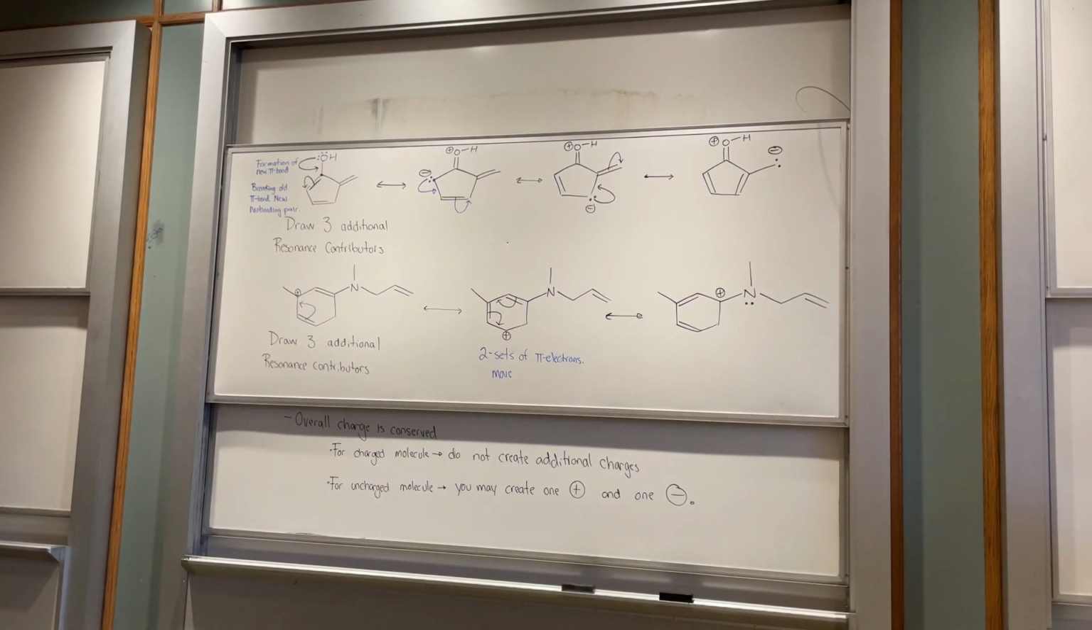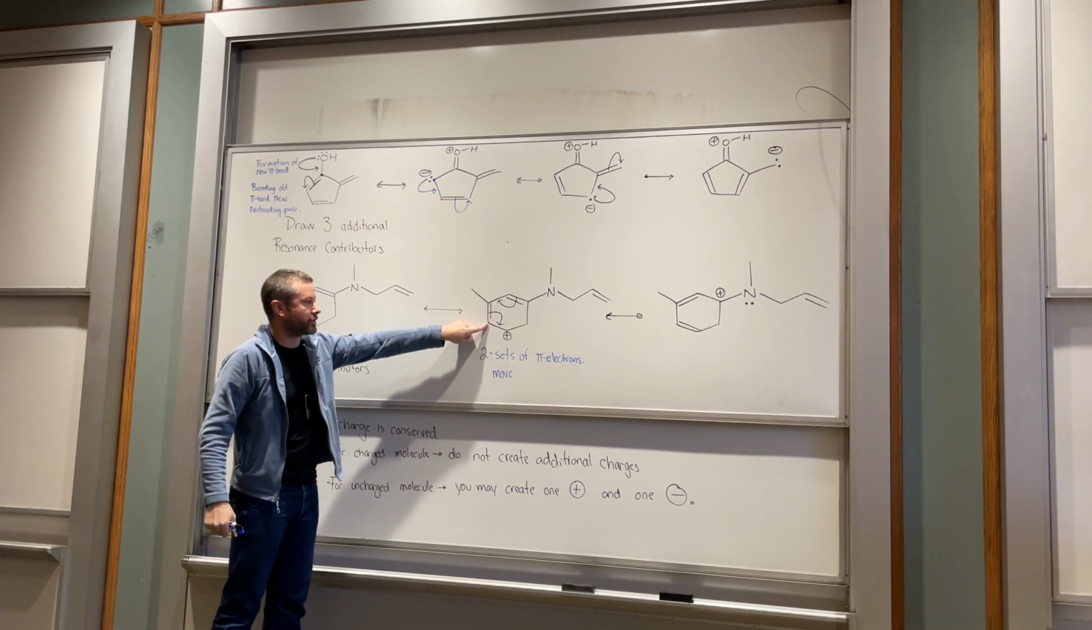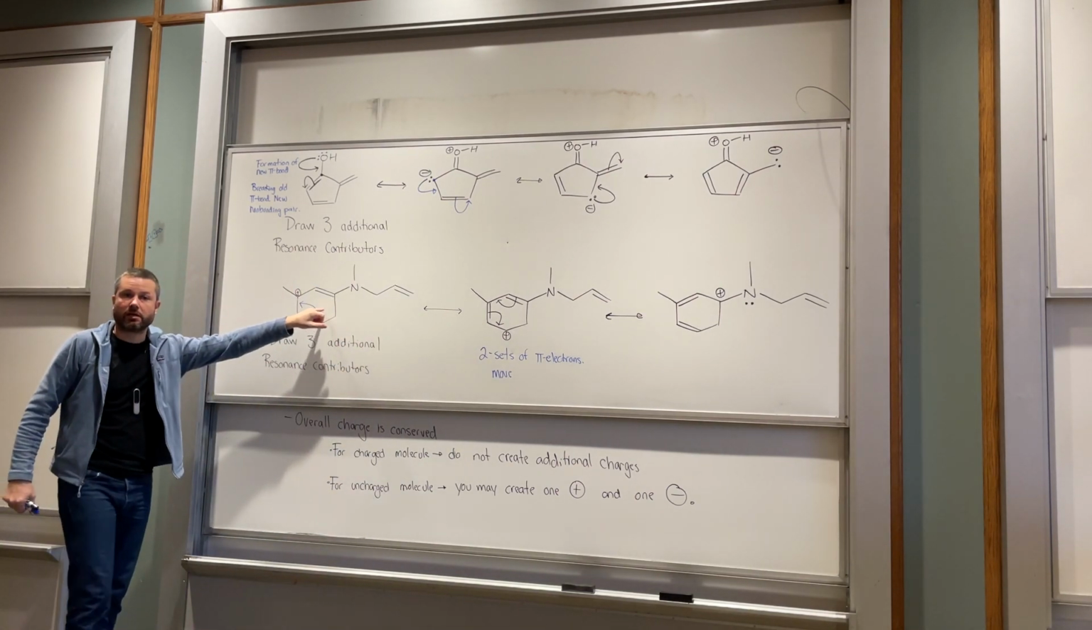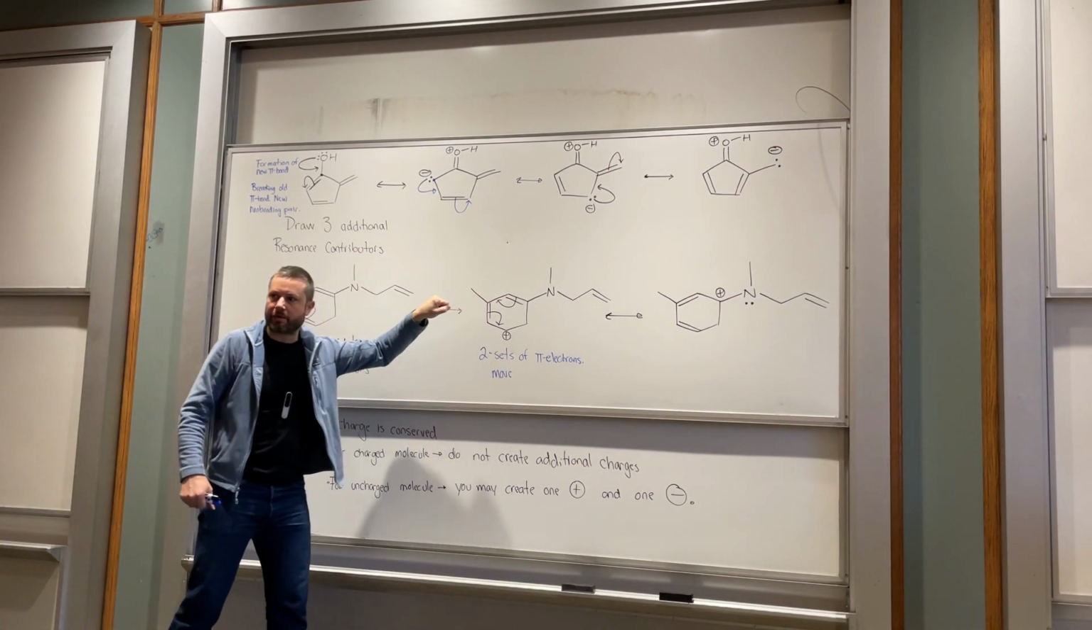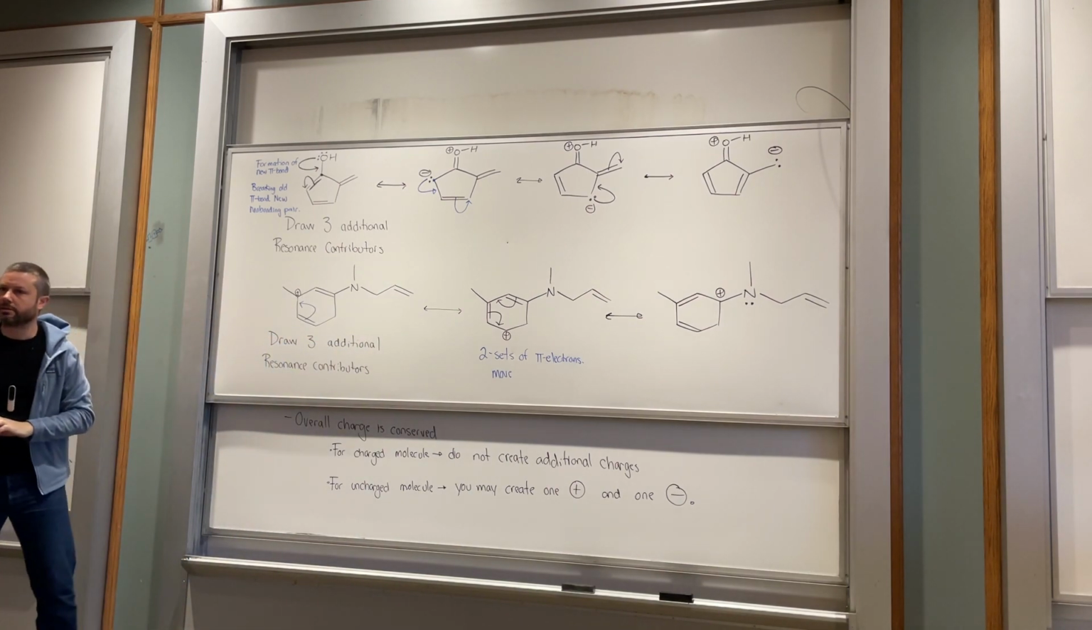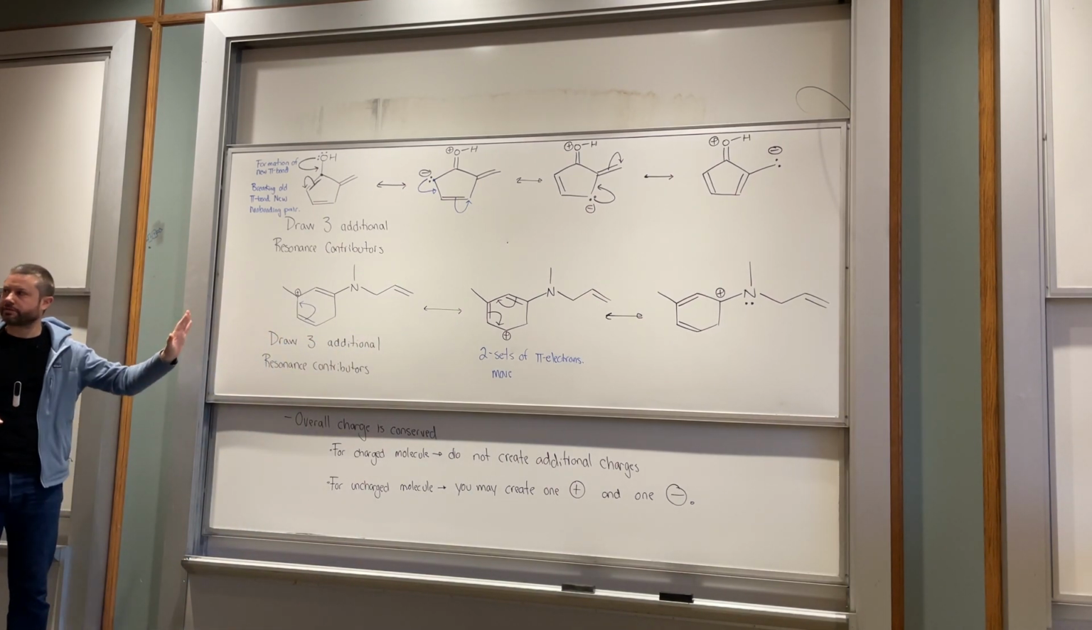So we usually try to show just one, the movement of those pi electrons just once. Okay, because here, showing the movement of pi electrons once would get us back to the beginning. We're showing the movement of two separate pi bonds. Okay. Questions?